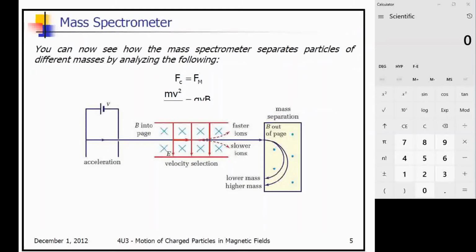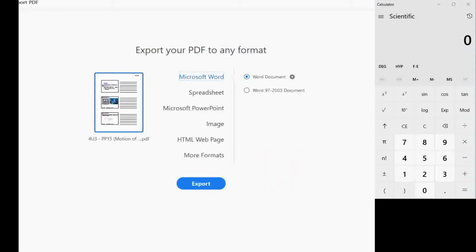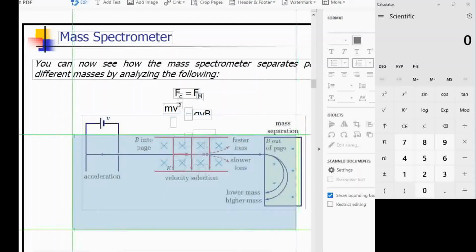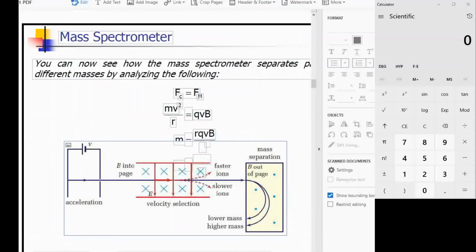Actually, it's right here. I just realized this is kind of shown on the wrong page. Apologies. Let me just go back and take this out.